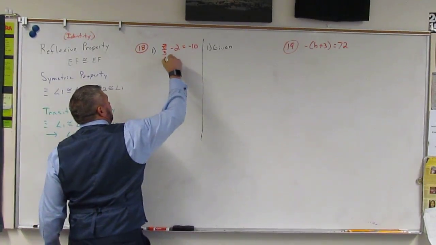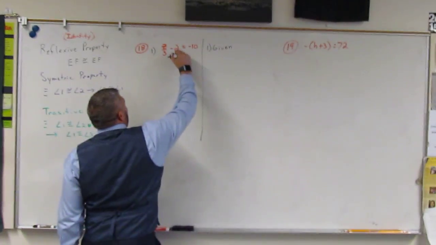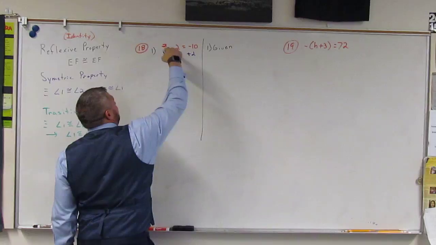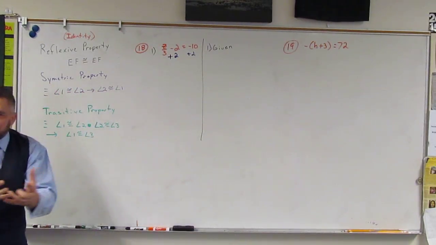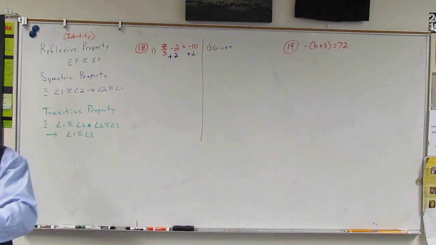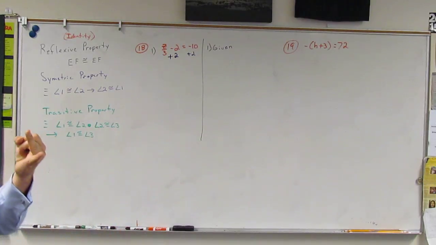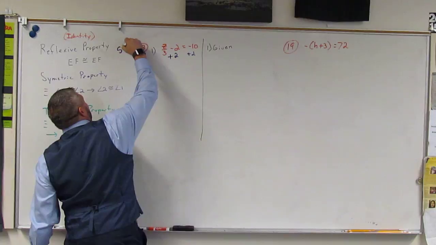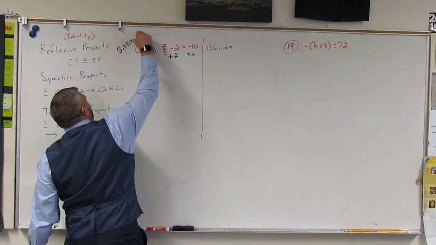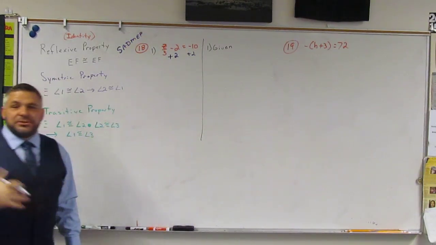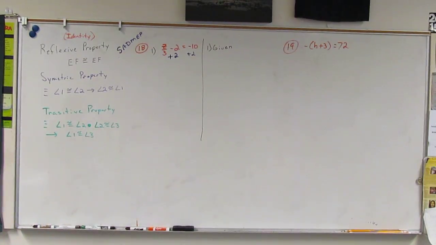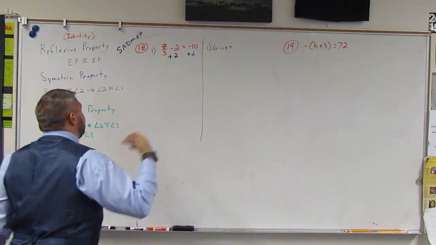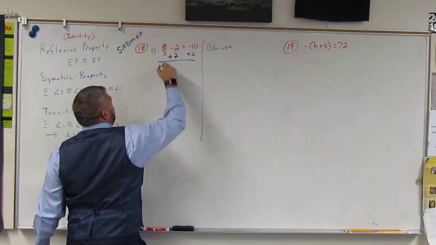Plus 2. Why am I adding 2? Because I'm trying to get that Z alone. And it's SAD math, subtraction addition first. So don't forget your SAD math, because we're going to be using it a lot. Anytime you solve, you use SAD math. Subtraction addition first. So we added 2 to both sides.